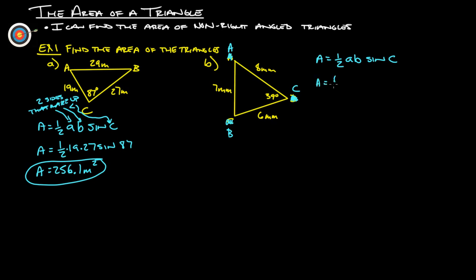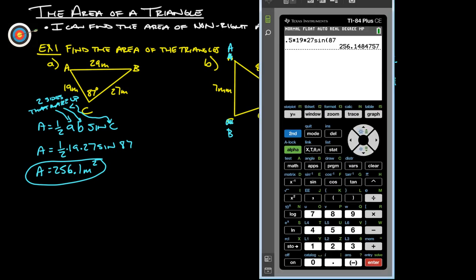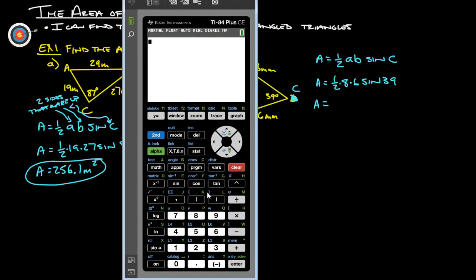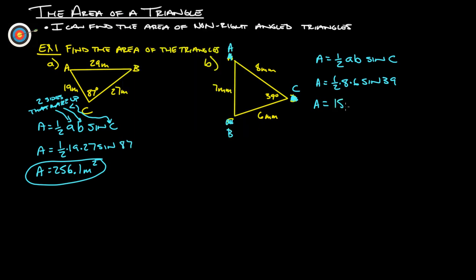Okay, so area is going to be 1/2. It's the two sides that include the angle, so let's do 8 times 6, and then we've got sine of 39, and that will tell us what the area of this lovely triangle is. All right, so 1/2 of 8 is 4, times 6, and then sine of 39, and we get the area is 15.1, and this is millimeters squared.